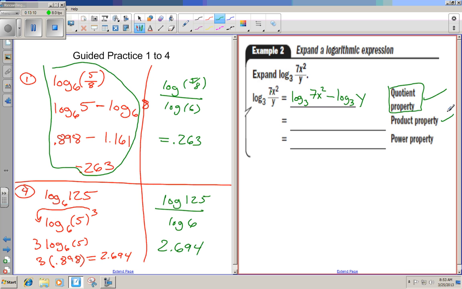Now it says to use the product property. Well, 7 times x squared, that is a product. So when you are multiplying, you just break up the multiplication and add. So log base 3 of 7 plus log base 3 of x squared minus log base 3 of y. The last one you should see is there is a power left over. The power property for logarithms says to put the exponent in front of the log. And that has now been expanded.